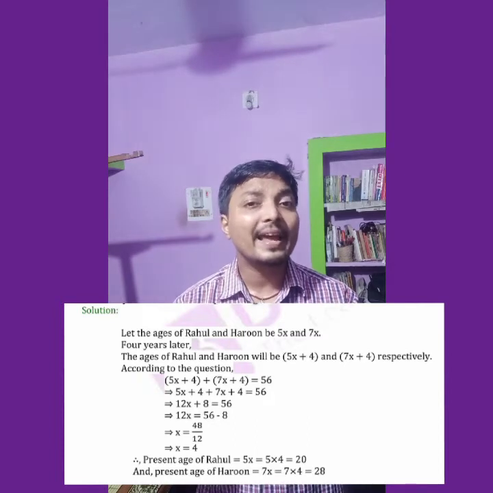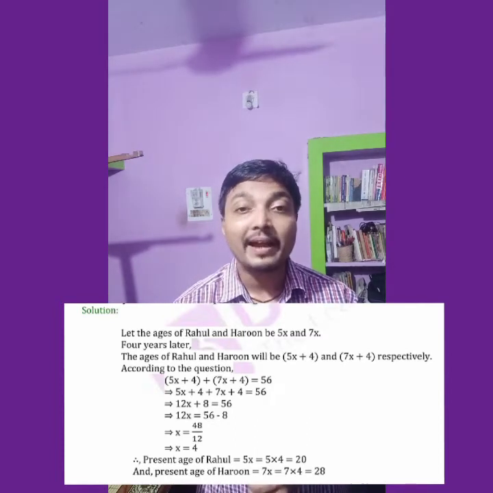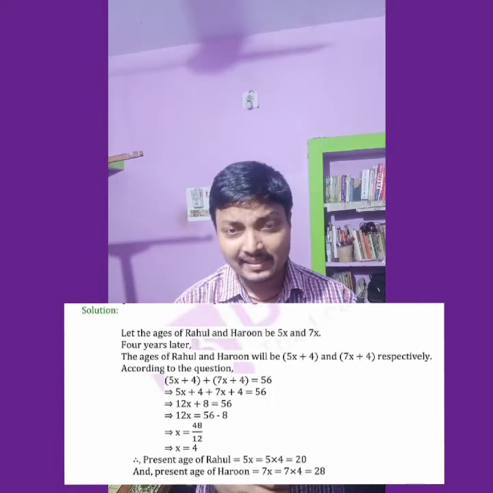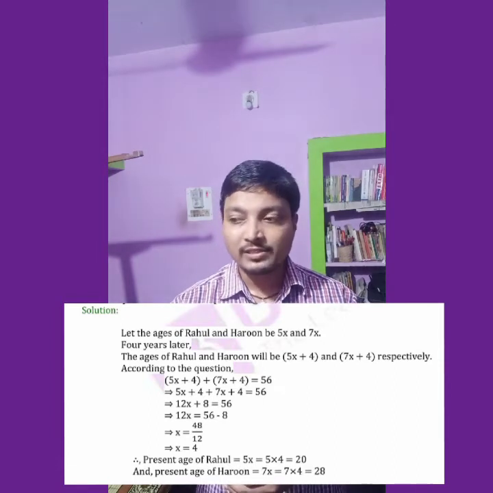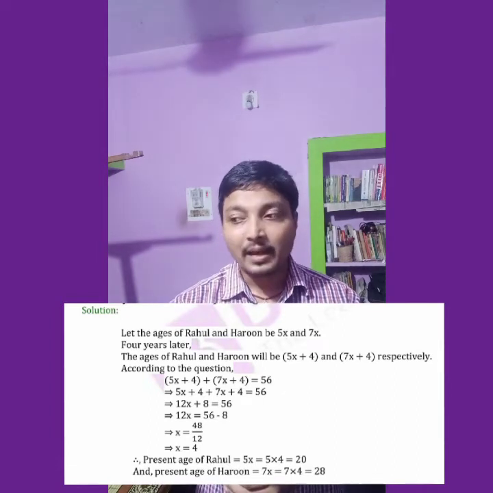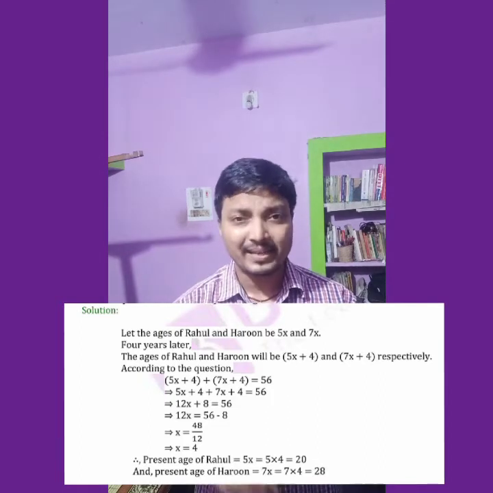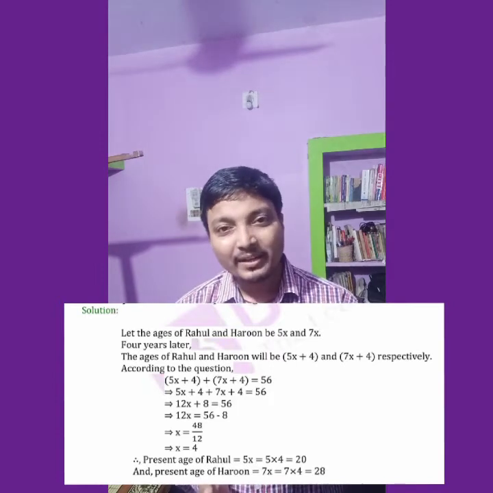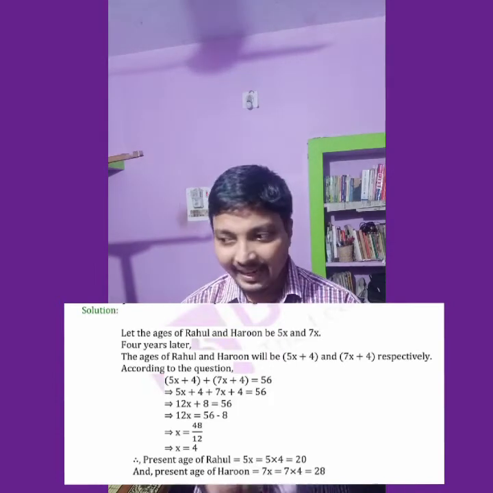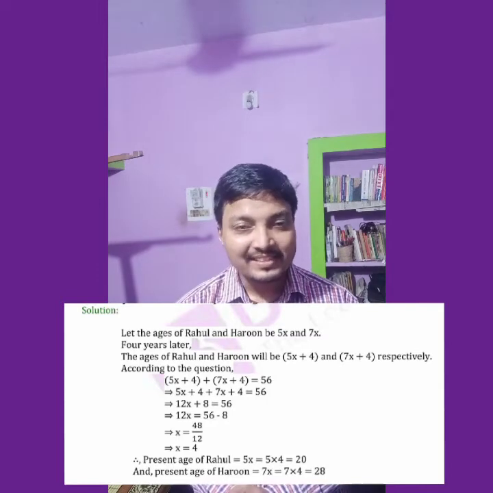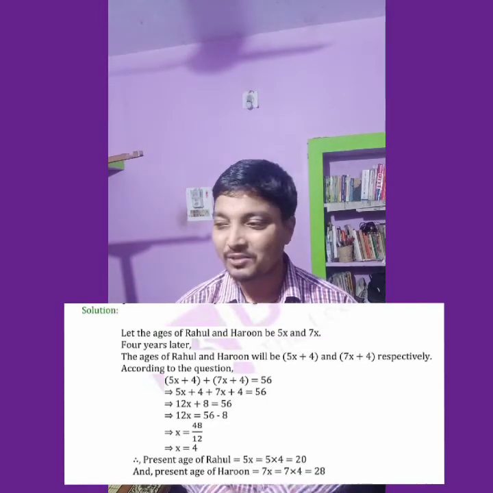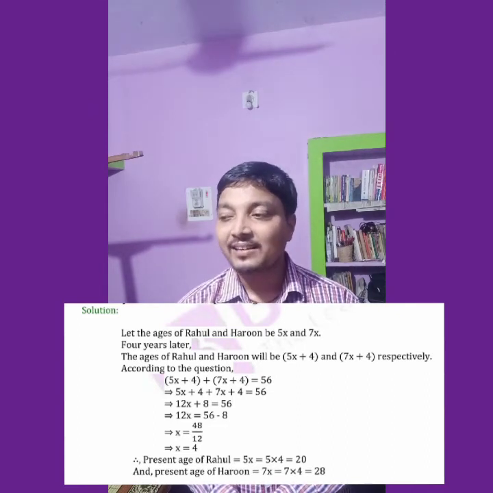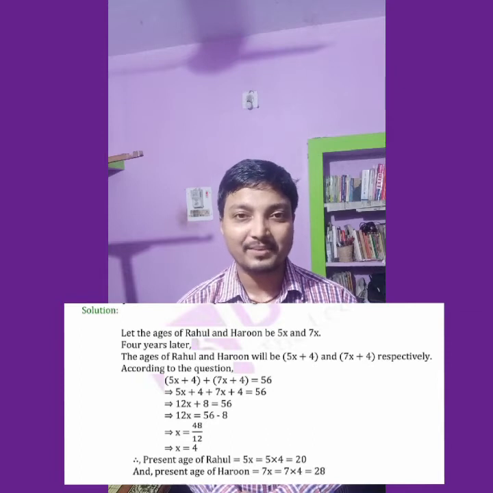But we don't want x. Actually, we want the present ages of Rahul and Harun. We have chosen them as 5x and 7x. Using the x we got, we get Rahul's age by putting the value in 5x. So 5x means 5 into 4, which is equal to 20, and Harun's present age is 7x, which is 7 into 4, equal to 28. Hence, the present ages of Rahul and Harun are 20 years and 28 years respectively.